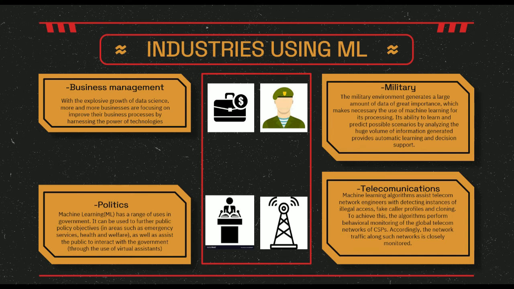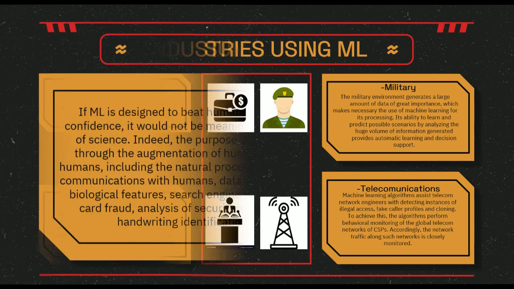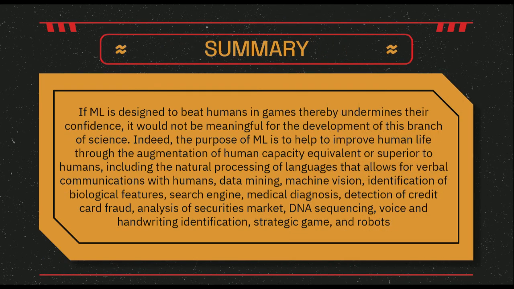Surprisingly, the last sector that utilizes artificial intelligence or machine learning is politics. Machine learning has a range of uses in the government. It can be used to further public policy objectives in areas such as emergency services, health and welfare, as well as assist the public to interact with the government through the use of virtual assistants.